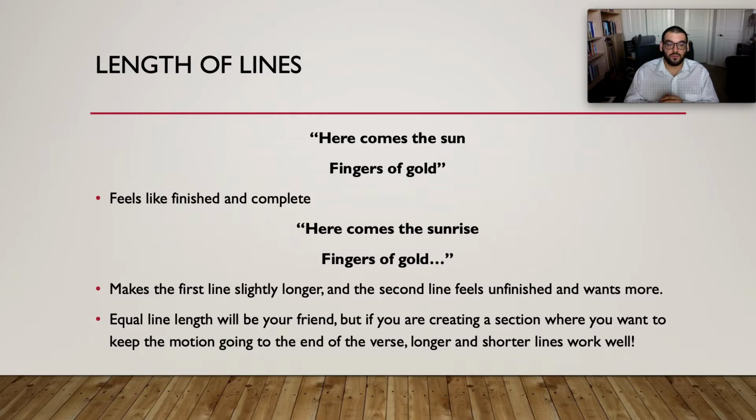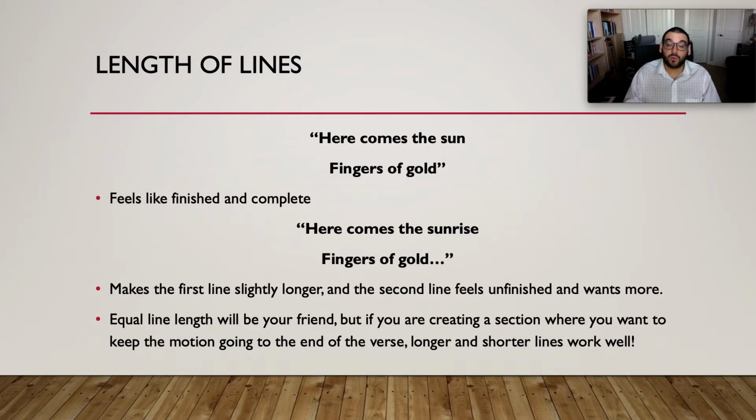Now, it makes the first line slightly longer, and the second line then feels unfinished, right? Here comes the sunrise, 5 syllables. Fingers of gold, 4 syllables. So there's still this sense of incomplete, right? It's not as bad, but it's here comes the sunrise, fingers of gold, ba-dee-ba-dee-ba-dee-ba, ba-doo-ba-doo-ba. It needs something else.